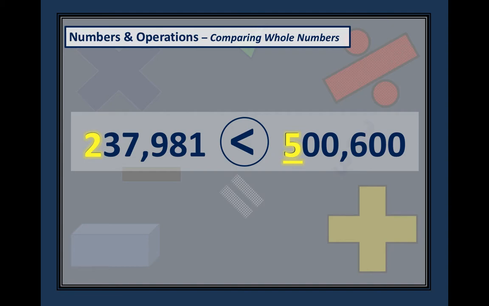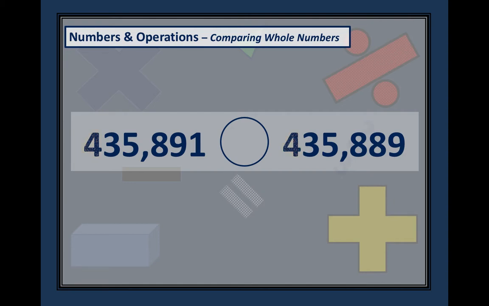Notice that the opening on this symbol is facing the larger number. The way this inequality would be read would be 237,981 is less than 500,600.